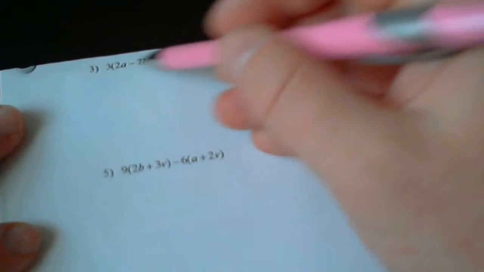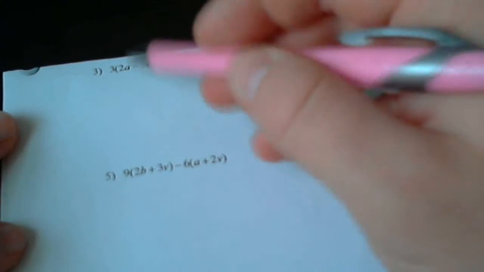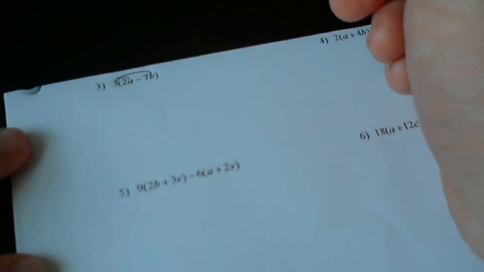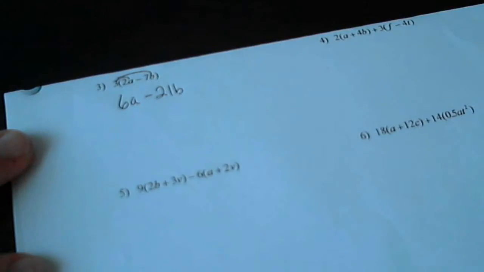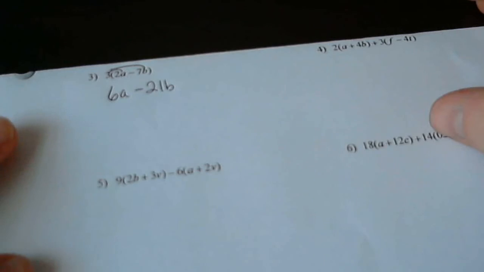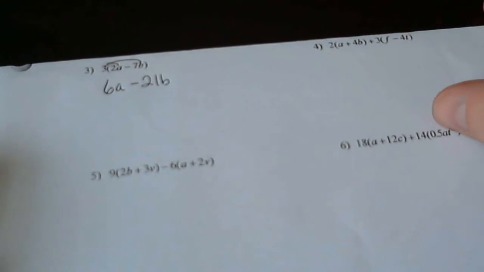Here, again, we have A's and B's, so planning ahead, we're not going to be able to put these together. So we have 3 times 2A, and then 3 times 7B. 3 times 2A is 6A, minus 3 times 7B, which is 21B. And again, that's as simple as that goes.